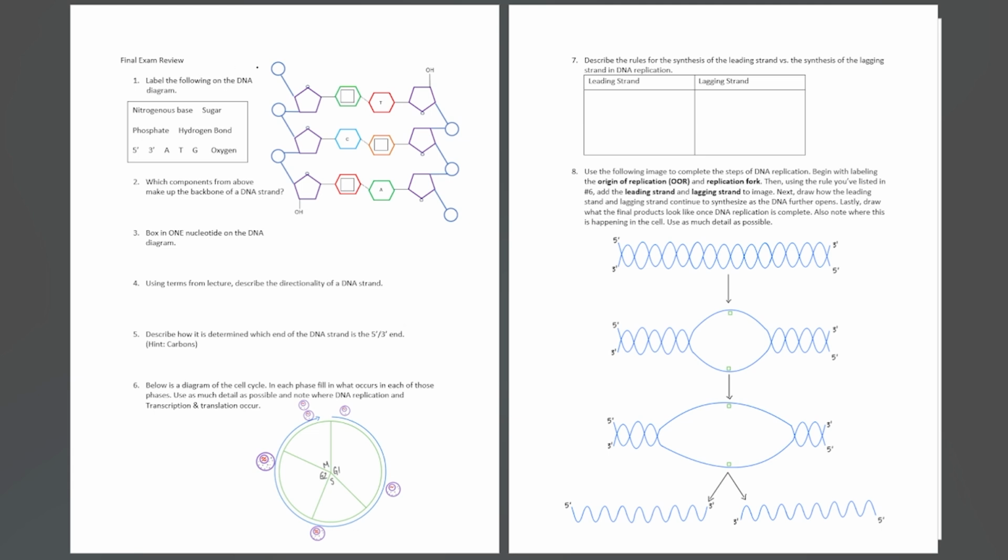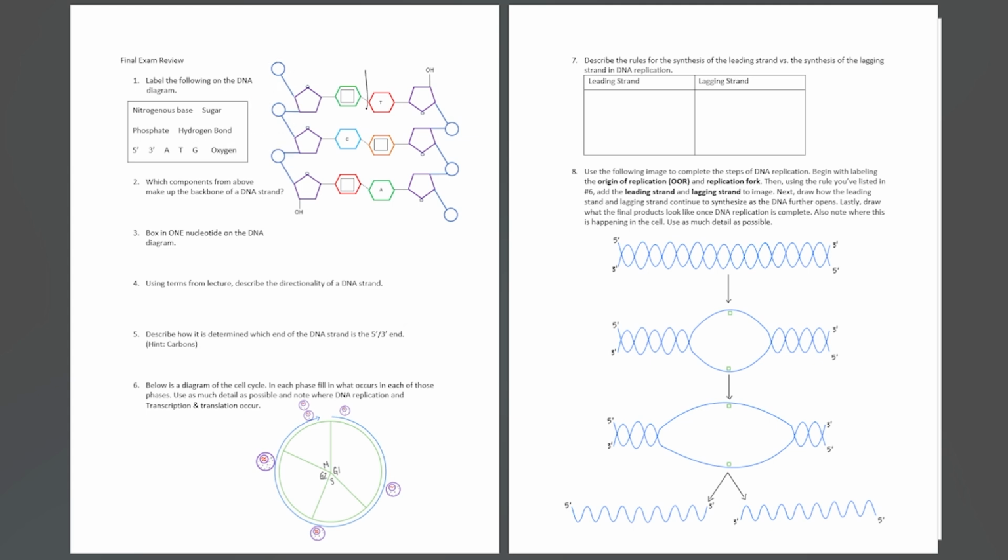So number one is asking us to label the DNA diagram. So nitrogenous base. That one's pretty easy. We have the nitrogen containing bases here in the middle. So these are our N bases right there. So our sugar. The sugar is going to be a 5-carbon sugar. It's going to be this baby here. And so that's our sugar. Very good. Okay, how about a phosphate? These little circles here are our phosphates, right?